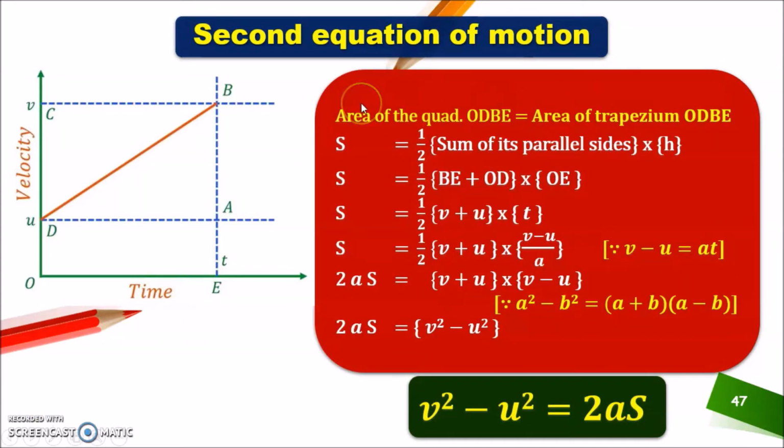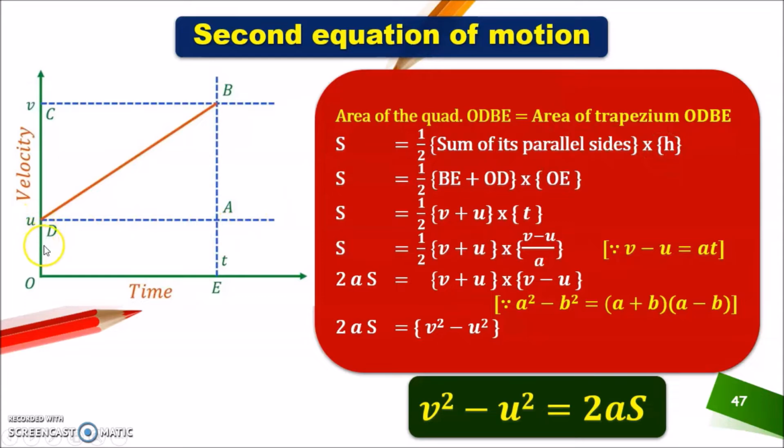second equation of motion. So as we have discussed earlier also, the area under this curve represents distance, right? So the area under this DB represents distance and the symbol of distance is s. If we have to calculate the area of this figure, this is basically a trapezium, a quadrilateral. So what is the formula of trapezium? Half sum of its parallel sides into height, right?